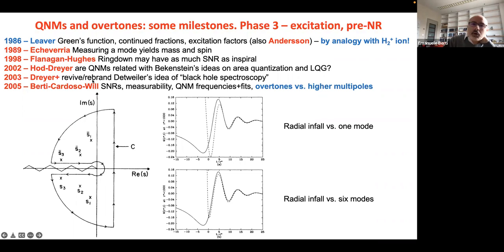And this idea of black hole spectroscopy resurfaced in 2003. There was a lot of interest in this topic, as Shahar knows very well, because there was a conjecture that quasi-normal modes may be related with ideas on area quantization. I will not go there. But basically, people started reconsidering this idea, and we wrote a pretty long paper in 2005, where we tried to understand the typical signal-to-noise ratios and the measurability of these modes.